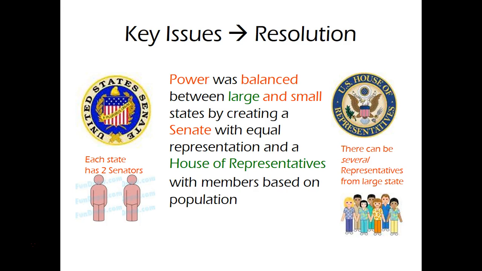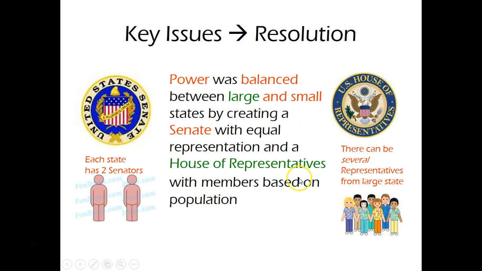So, if you're looking at your notes, you have key issues and their resolutions. And on the left-hand side, you'll see problems or issues at the convention. So the first problem is that there's a disagreement between large and small states over power or representation in Congress. Okay, our solution, so you can go ahead and pause and write down this as our solution right here. This whole area right here is our solution. You can go ahead, pause, write it down, and then push play. Okay, so you should have already written down this in your chart.